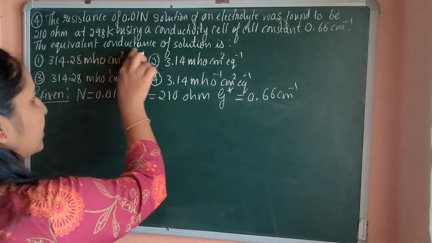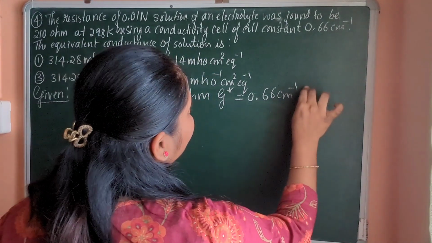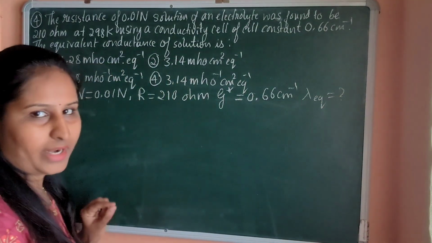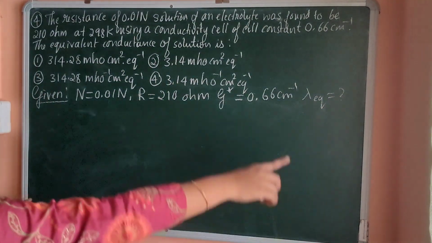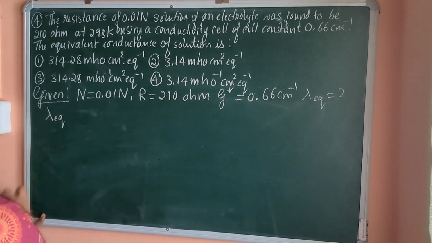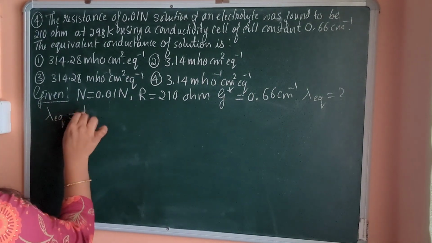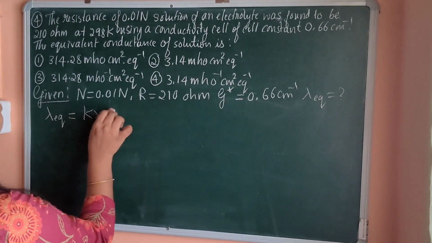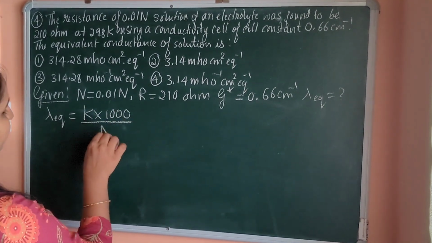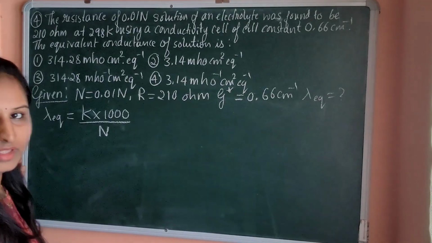The equivalent conductance of a solution is being asked. Let me write lambda EQ is equal to... Let me write the formula of this equivalent conductance. It can be calculated by using the formula lambda EQ is equal to K into 1000 upon the concentration, that is N. We have the N value here.